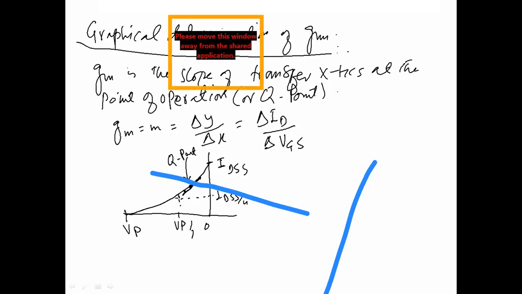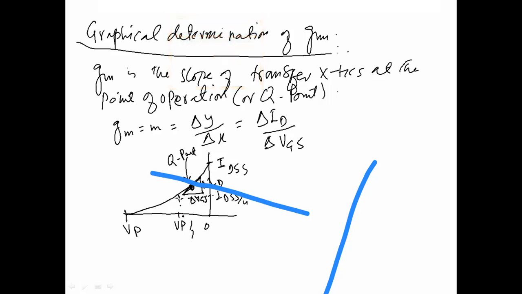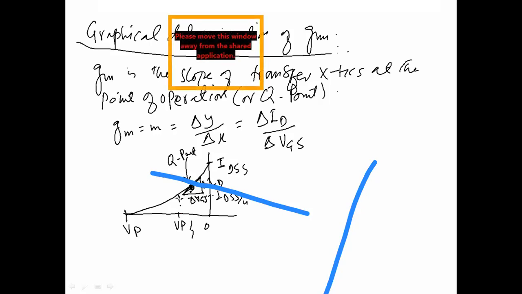तो एक्चुअली आप करेंगे क्या, आप डेल्टा VGS यानी VGS में चेंज लाएंगे तो करेस्पॉन्डिंग चेंज आएगा करंट में। ये है आपके पास डेल्टा ID और ये है डेल्टा VGS। समझ आ रही है? सो द स्लोप of the transfer characteristics at the point of operation or Q point is actually Gm. So Gm is equal to delta Y by delta X, that is delta ID by delta VGS. Any question please?